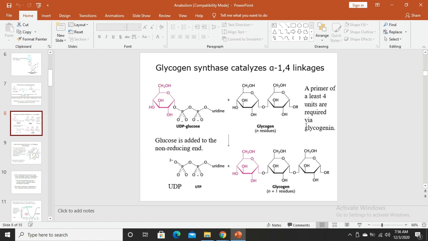Okay. But before glycogen synthase can catalyze this reaction, it needs a primer. A primer is the very first thing that is produced for glycogen synthase. The enzyme responsible for that is glycogenin. So glycogenin is the one that makes this primer, made of four units. Then once glucosyl units with at least 4 glucose residues have been produced, glycogen synthase takes over to add more UDP glucose until we produce glycogen.